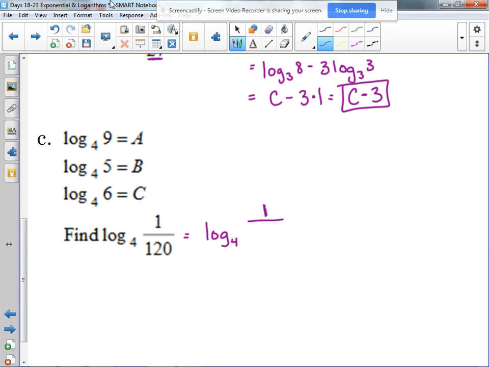120, though, we need to manipulate a little bit. Now, 120 is not a power of 9, it's not a power of 5, it's not a power of 6, it's not a power of 4. So if it's not a power, let's think about some of our other rules that we could use. We could use a product of two numbers. 5 and 6 obviously multiply to give us 30. We could do multiple products. How about 4 times 5 times 6? 4 times 5 times 6 is 120.